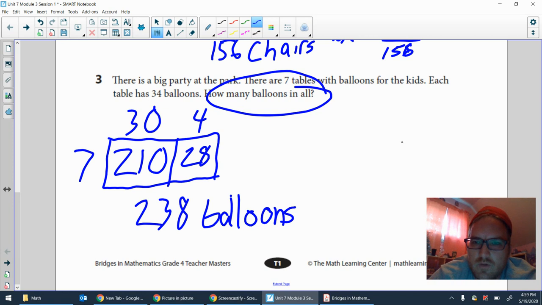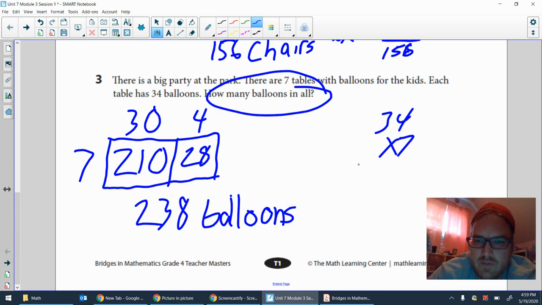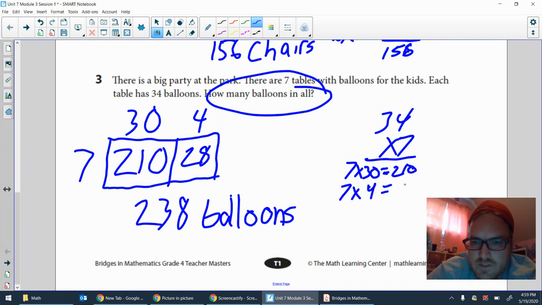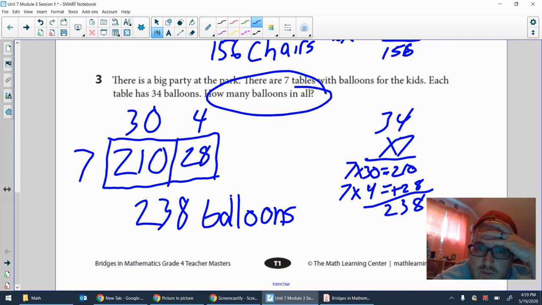And then again, you can show it by doing a split strategy where you have your 34 and you split it over here and do 7 times 30 equals 210, and then 7 times 4, which is 28, and then we can add them up: 8 and 3 and 2, and there's our 238.